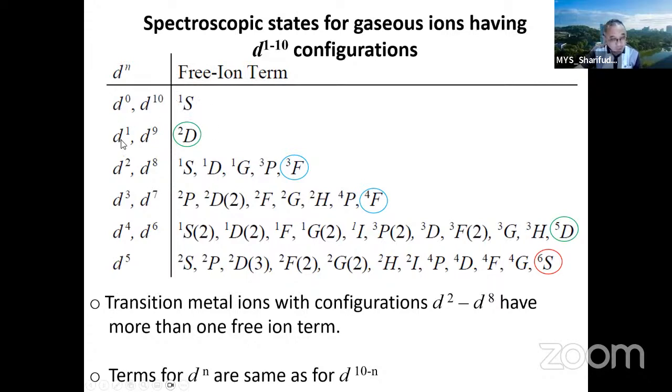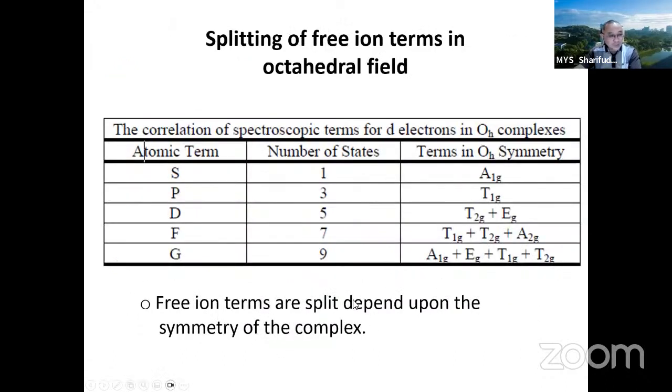Yeah. And you also have D1, D9. For example, there's one unpaired electron there, so it becomes 2D. It's a doublet state, right? If it is D5, then there are many different terms. So transition metal ions with configuration D2 to D8 have more than one free ion term. So many different ion terms. Yeah. Right.